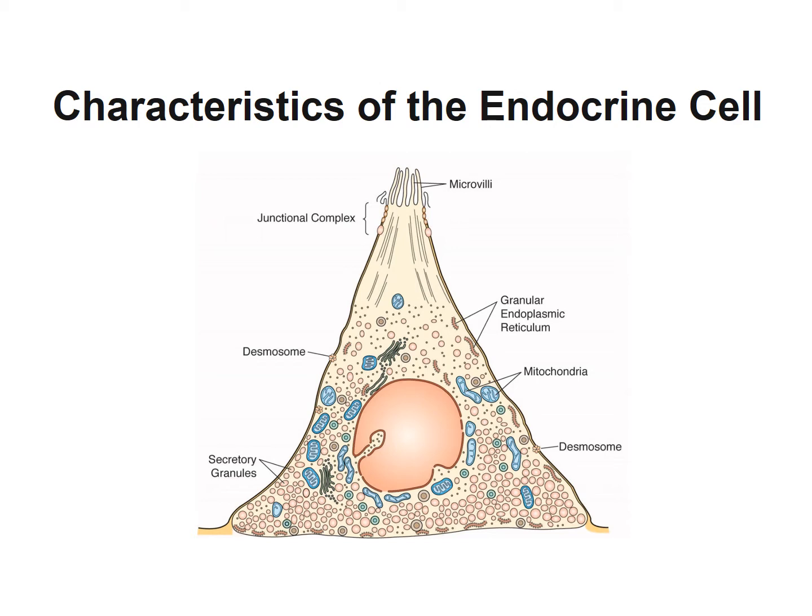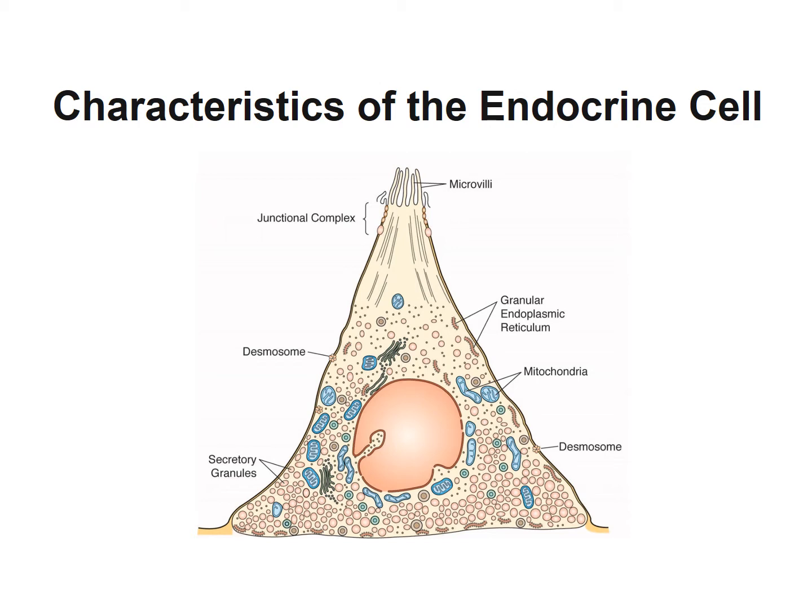This is a cartoon showing the shape of the endocrine cell. You will see that the endocrine cell is a triangular shape. The head of the triangle is pretty pointed, pretty narrow. It has microvilli attached to it. These microvilli function as sensors of the gut contents in the lumen of the gut.